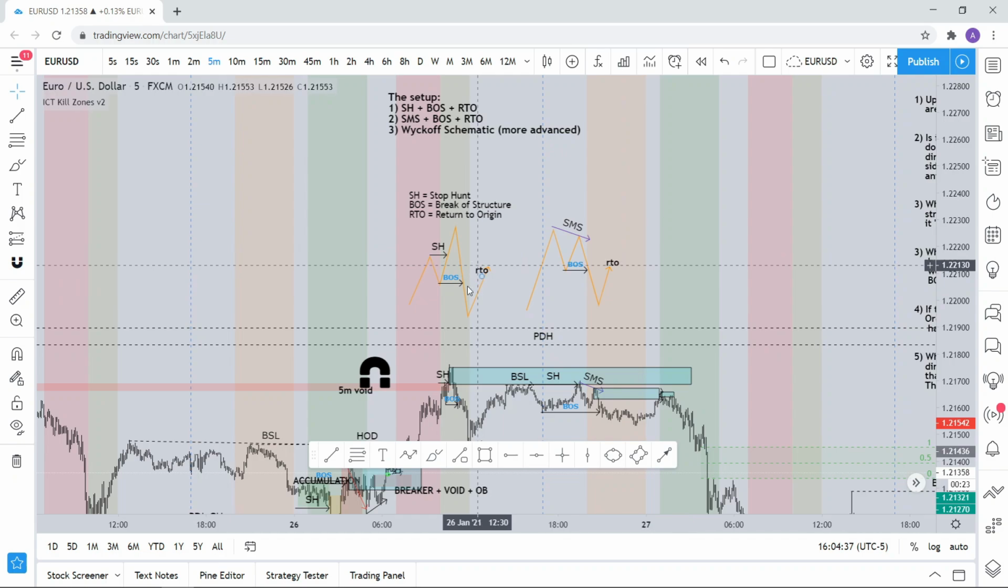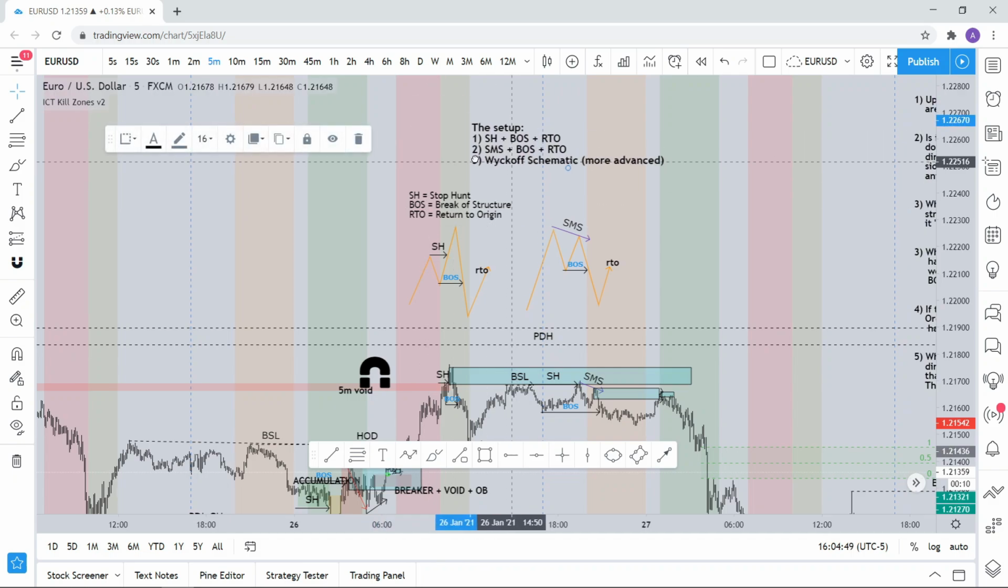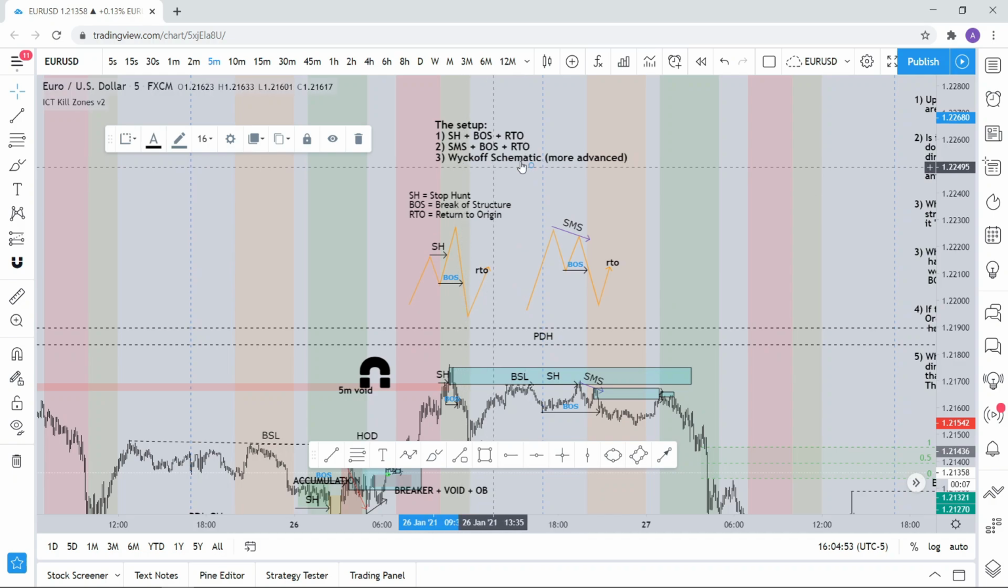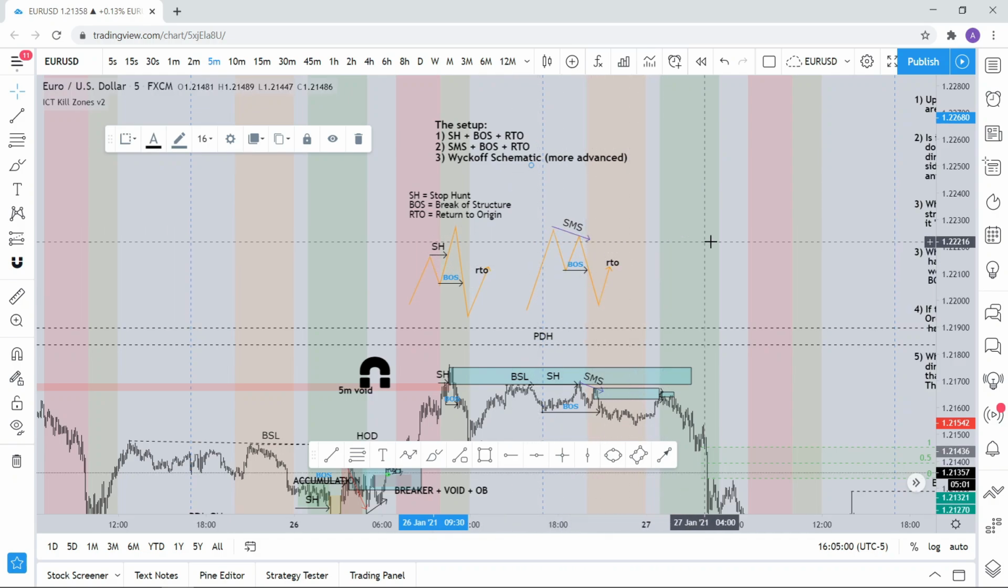The problem with these simple setups is that if you apply them anywhere instead of in a specific place in time, you will end up losing every trade, okay? The third way of entering a trade or looking for a setup is by looking at the Wyckoff accumulation or distribution schematic, which is more advanced, and we are not going to touch that topic in this video.